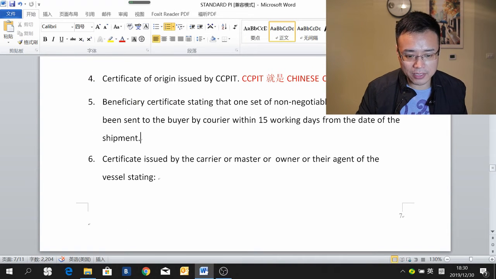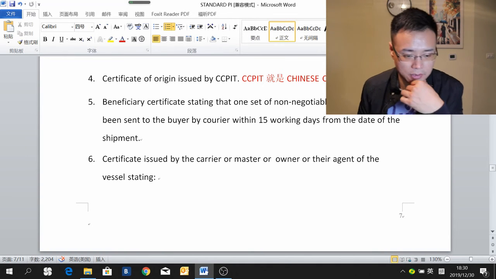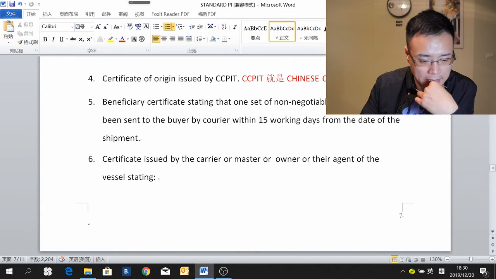Beneficiary certificate stating that one set of non-negotiable documents has been sent to the buyer by courier within 15 days from the date of the shipment. These are easy documents, you can easily make them.